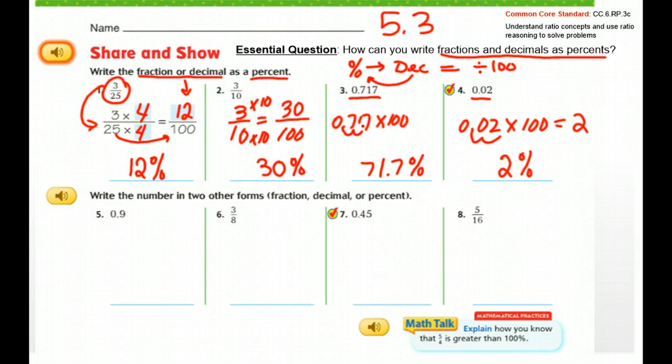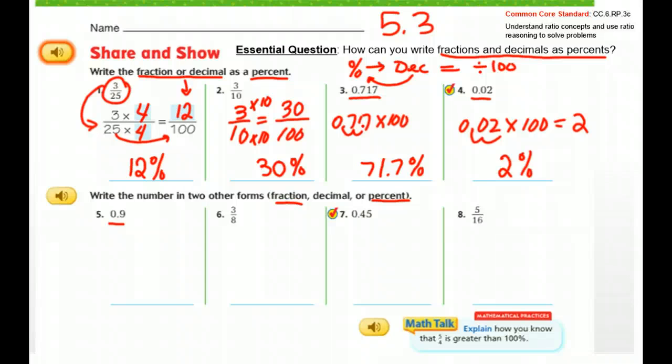Alright, moving down below here, questions 5 through 8. Write the number in 2 other forms, fraction, decimal, or percent. So in this, if we're given a decimal like we are in example 5 here, then I'm going to want to find the fraction and the percent equivalent of that.